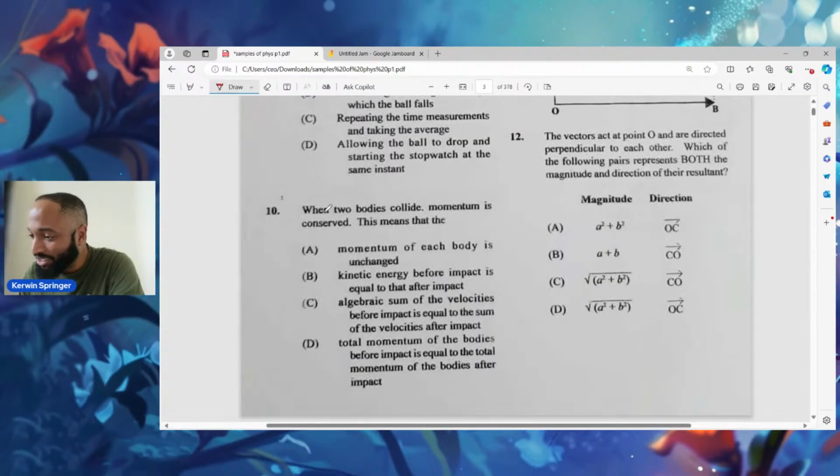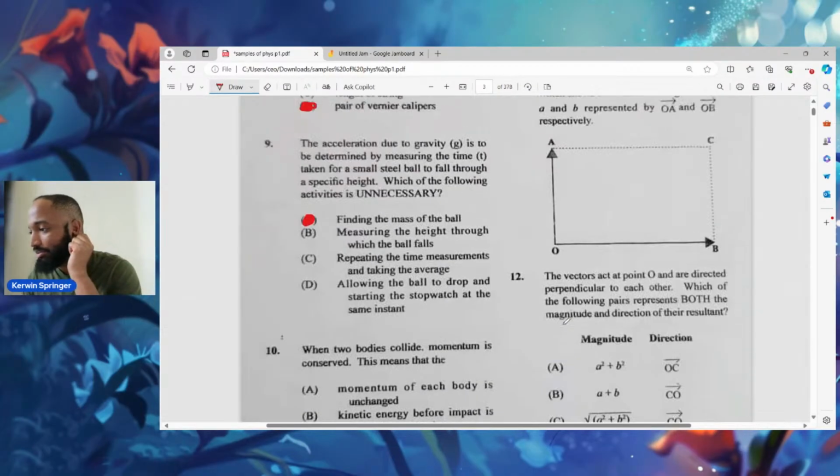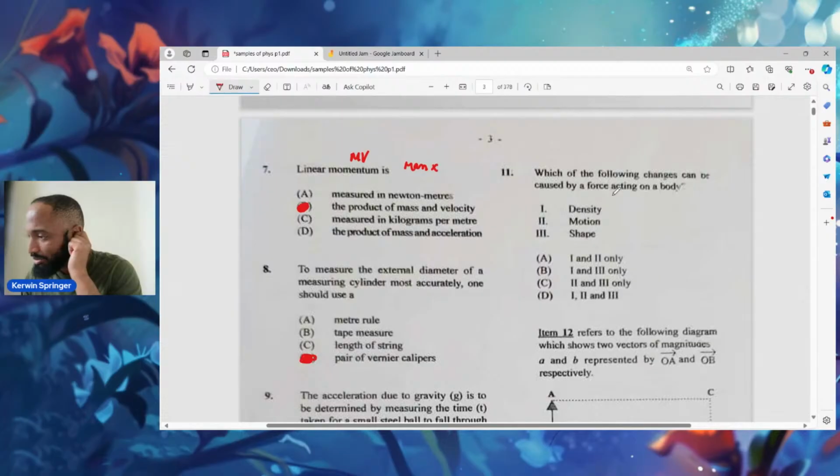So when two bodies collide, momentum is conserved. This means that the momentum of each body is unchanged, not necessarily. Kinetic energy before impact is equal to that after impact, not necessarily. Algebraic sum of the velocities before impact is equal to the sum of the velocities after impact, close. Total momentum of the bodies before impact is equal to that after. So this is the principle of conservation of momentum. D. 11. Which of the following changes can be caused by a force acting on a body?